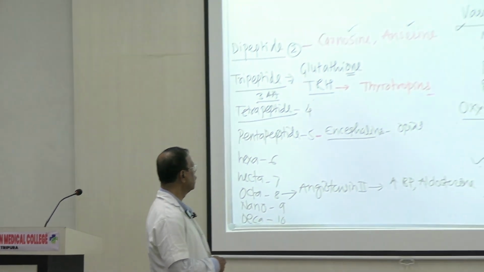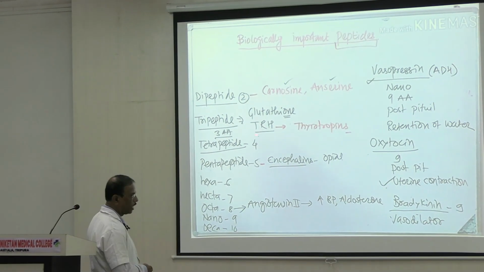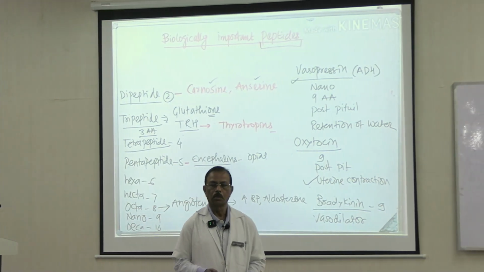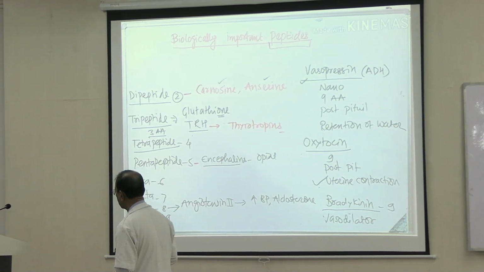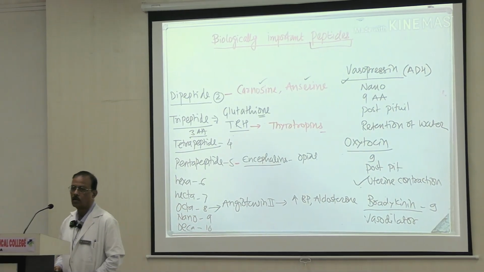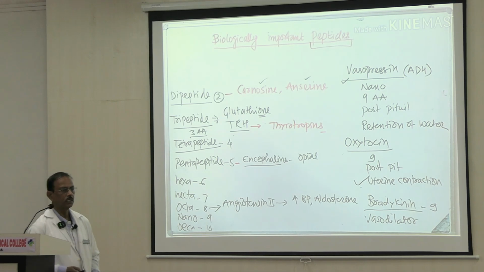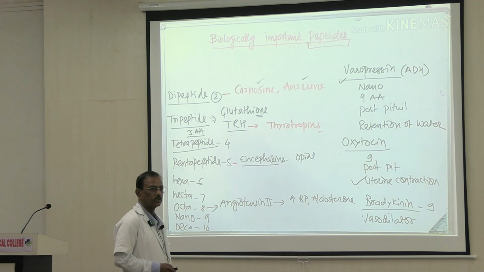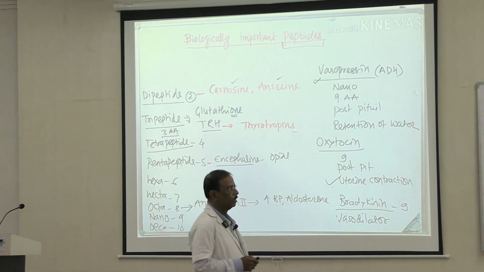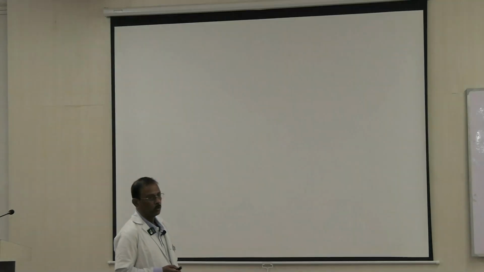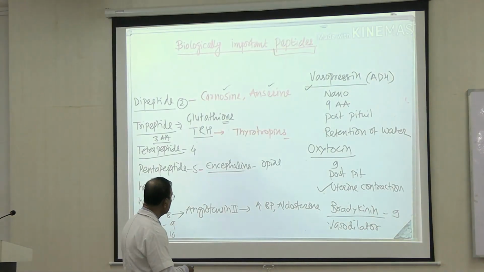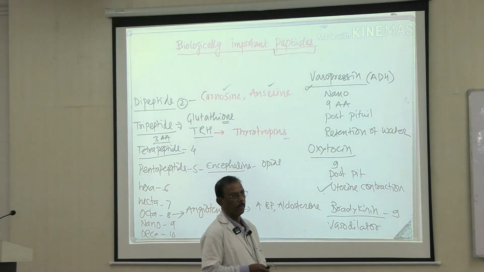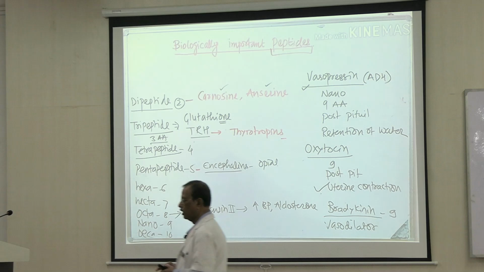Tripeptide examples are glutathione and thyrotropin-releasing hormone. Glutathione is a tripeptide synthesized from glutamate, cysteine and glycine. Cysteine has a sulfhydryl group. So glutathione may remain in two forms, oxidized form and reduced form.